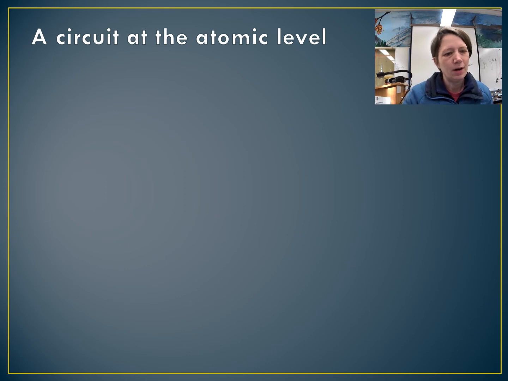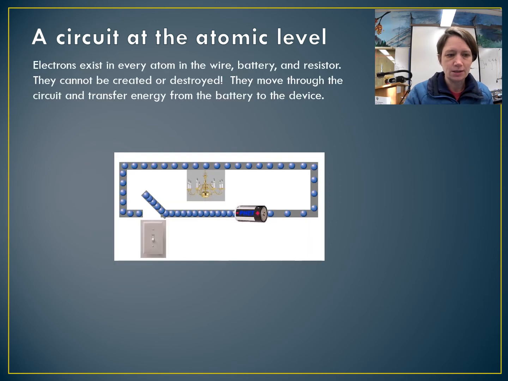So a quick note about what is going on inside of a circuit at the level of the atoms. This is also a preview of the next video, where we're going to talk more about the variables that matter in circuits. To start, electrons exist in every atom in the wire, the battery and the resistor. There's like a chandelier there, that's the resistor. Because every element has atoms and every atom has electrons, the electrons are already there. Electricity does not mean we're creating electrons. All of the electrons already exist.